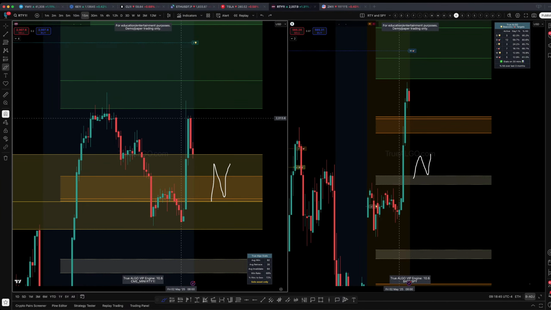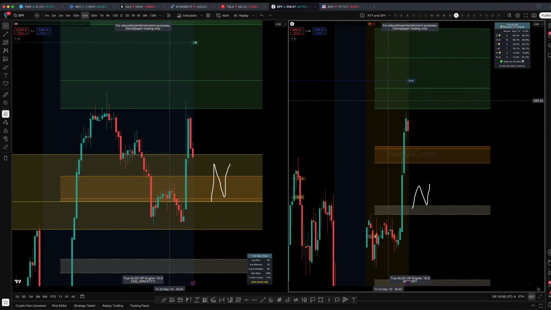This is not a short on the Russell, everybody. Doesn't matter how good this looks because you have hit the green. You cannot short from the green. You can long it, you can't short it. There's a reason why it's green.